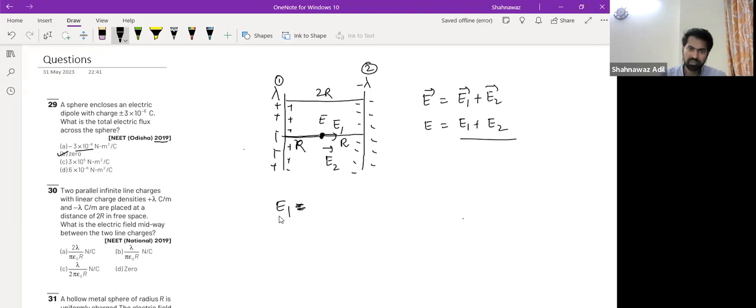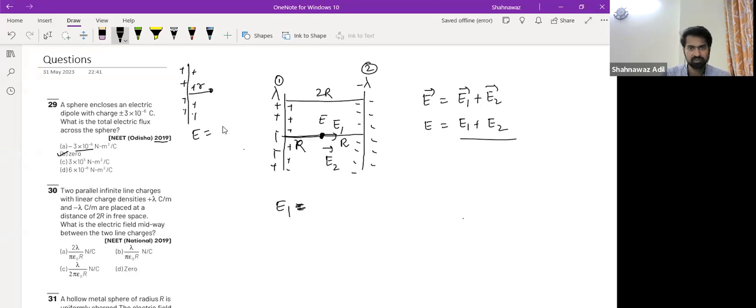Yes, Rabia, magnitude of E1. So you have a linear charge distribution. And you just told me what is the electric field due to this linear charge distribution. What is the electric field of this linear charge distribution?